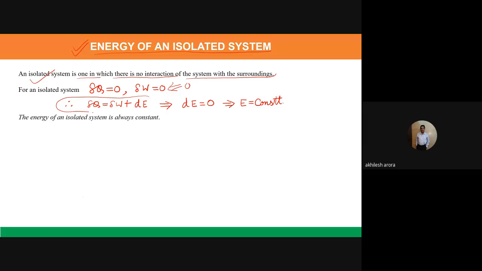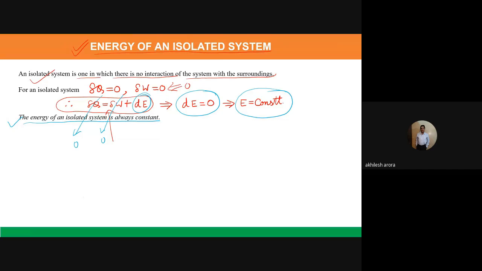If I say that this isolated system is undergoing a process, I can apply this particular equation. And because it's an isolated system, delta Q will be equal to zero, and W will become zero. So the value of dE will come out to be zero. And when we integrate this equation, you will see that the energy of the system will remain constant. So that is why we say that the energy of an isolated system is always constant.